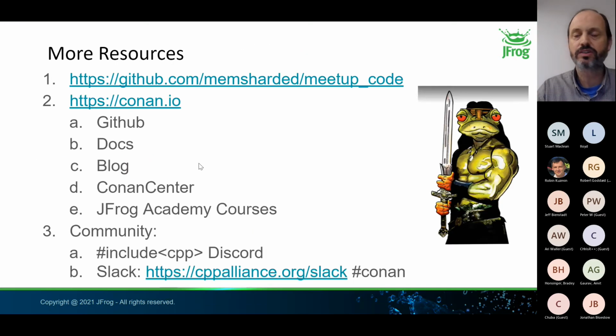Okay, mostly on time, just 2 minutes. So there are tons of resources for you. The main point of access is the Conan.io. From there, you can navigate to the GitHub. You can navigate to the JFrog Academy courses. The Conan course there is also free, okay, and it's a very good hands-on training course. I strongly suggest this. The community out there of Conan is amazing. In the Include CPP Discord and in the CPP Alliance Slack, there are Conan channels which are very active, and there are lots of friendly and very helpful people there to help.